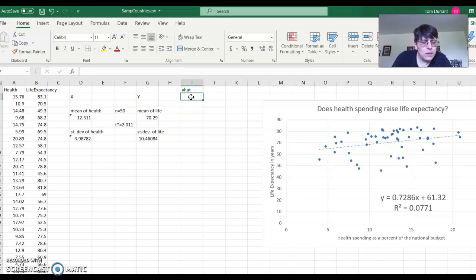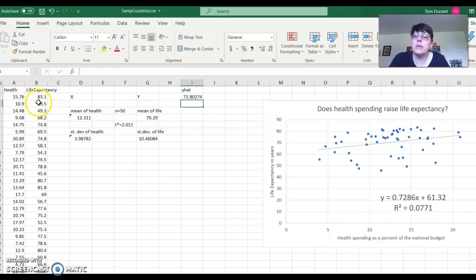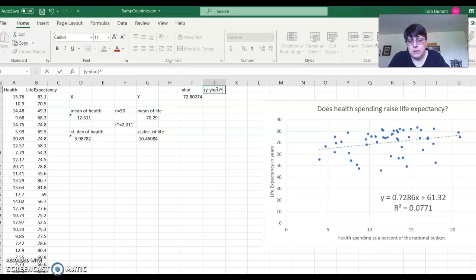So this is equals 0.7286 times the x value, because it's x right there, plus 61.32. Okay, so the actual was 83.1, the y-hat was 72. Now we were looking for y minus y-hat, squared. So let's go ahead and do that right now.